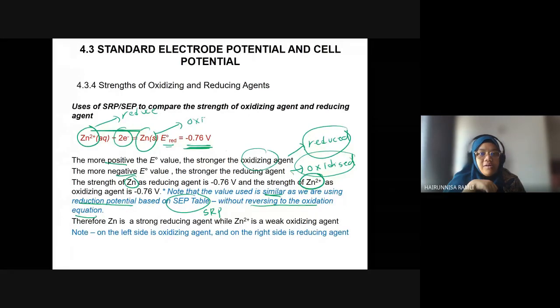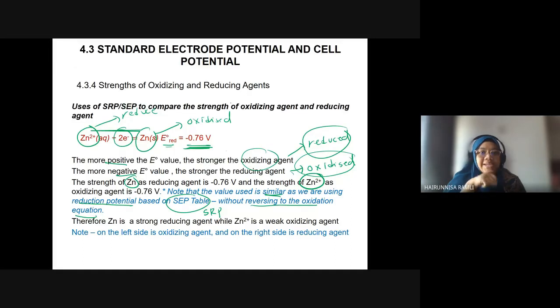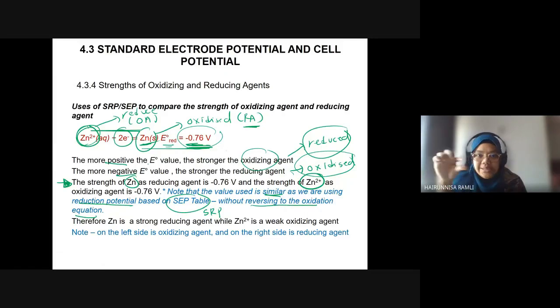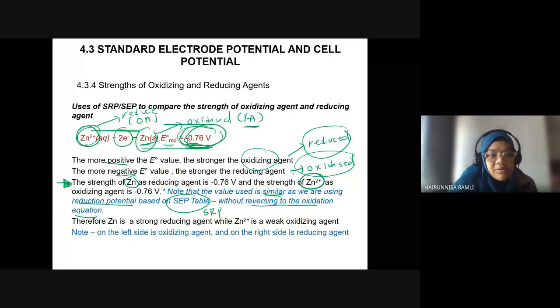Zinc lebih mudah oxidize. So kalau kita kata oxidize ni tadi reducing agent kan? Reduce ni adalah oxidizing agent. So kalau kita nak cakap untuk statement yang ni tadi, the strength of zinc as reducing agent is this value, while the strength of zinc 2 plus is also this value. Sebab tu I hope you faham cara nak baca equation with that value. Sebab kat sini kita based on standard reduction potential value SRP without reversing to the oxidation equation. Sebab kalau you reverse pada oxidation equation, value tu akan jadi positif. Now kalau you tak reverse, you can simply use this value, negatif 0.76. Yang membezakan dia adalah you pilih zinc atau zinc 2 plus.